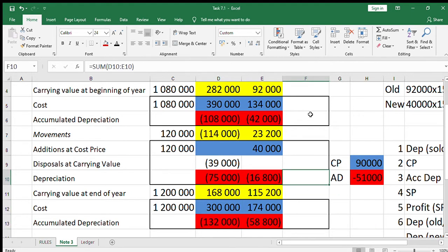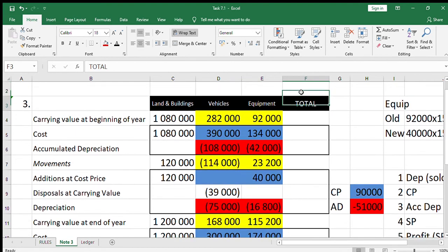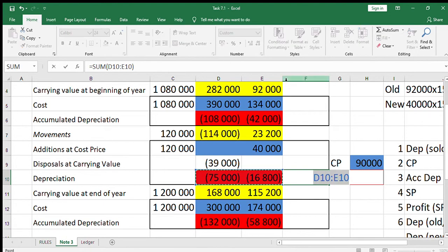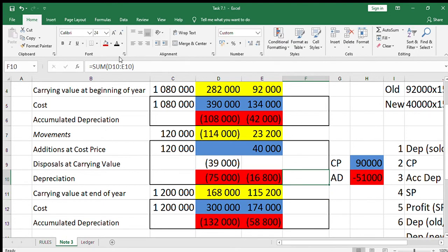Okay, then all of the totals will just be side totaling. Often in exams, you don't have to worry too much about that. But we do worry about the depreciation total, because the depreciation total must be the same as the income statement, in this case the same as the depreciation ledger account. And we will worry about the carrying value at the end of the year, because this will go to the balance sheet. Okay, so that's all there is for note 3.